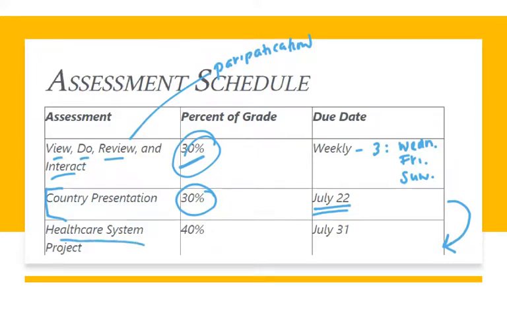Your final project is going to be your healthcare system project. It is 40% of your grade, and it is due on July 31st. I will ask for you to submit during week 3 an outline of your project, and I will provide you with feedback, as well as your classmates will provide you with feedback on it anonymously.